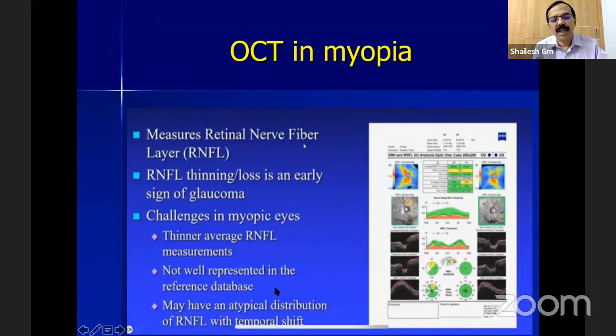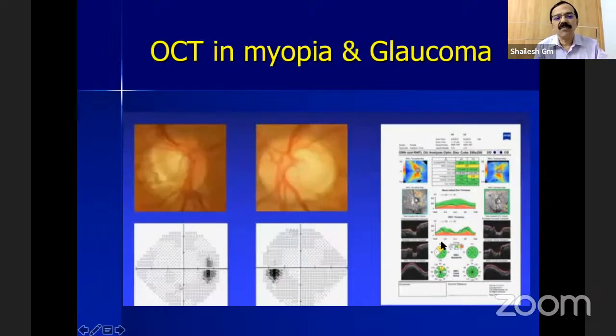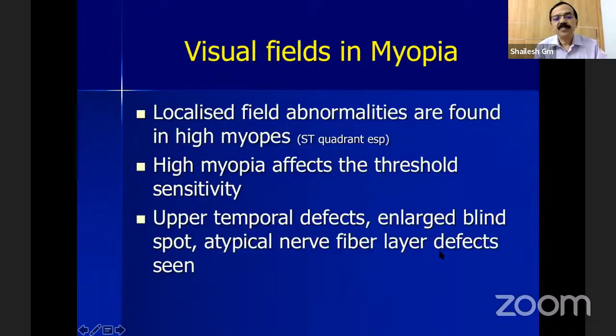And they may have an atypical distribution of RNFL with temporal shift in the RNFL fibers. So here is a case of an OCT image with enlarged blind spots here, but essentially the OCT is normal except for a few gray areas here.